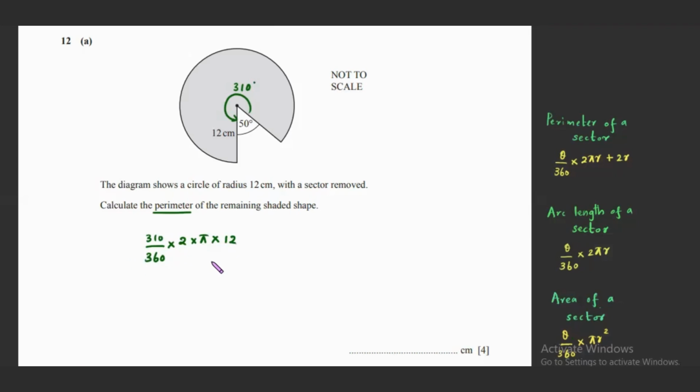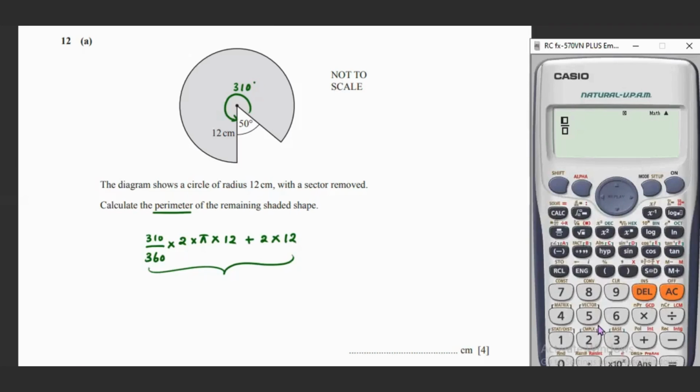This will just give us the arc length of the sector, that is from here to here. But the perimeter will include this side 12 and this side 12 as well. So with this, I need to add 2 times the radius, which is 12, 2 times 12. Now I need to put this in the calculator and see what I get as the perimeter.